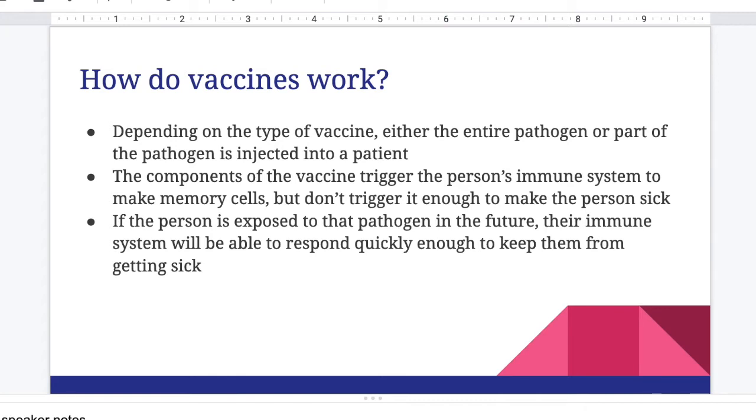If you're exposed to that pathogen that you're vaccinated against in the future, then your immune system already has those memory cells, and those memory cells are able to respond much more quickly than if it was the first time you were exposed to the pathogen.